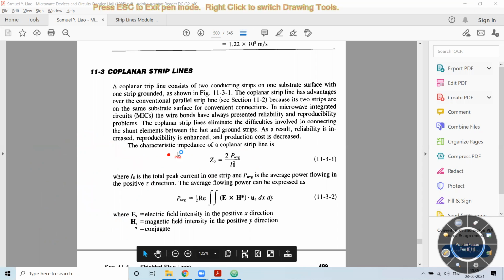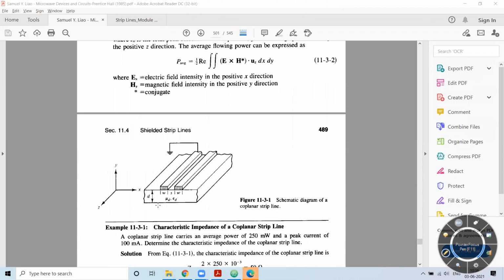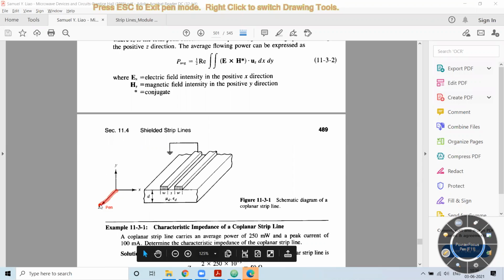So here the characteristic impedance is 2 times P average divided by I naught square, where I naught is the total peak current in one of the strips. And P average is the average power flowing in the positive Z direction, because we are assuming that this strip line is placed along the positive Z direction. Because of this, I have the electric field associated in the Y direction and the magnetic field associated in the Z direction.